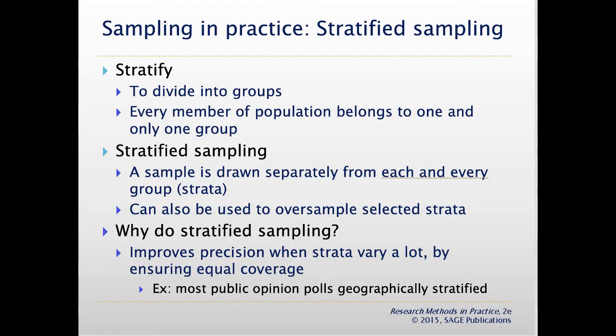The next one is widely used. It's called stratified sampling. You take your entire population and divide it into groups that are exhaustive and mutually exclusive. Exhaustive means everyone belongs to one group, and mutually exclusive means they belong to only one group. Then you draw a simple random sample separately from each group. Why do you do that? It's when things vary a lot between the groups and you don't want to, say, get too many.